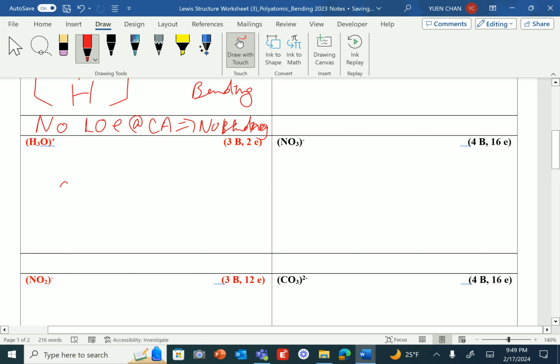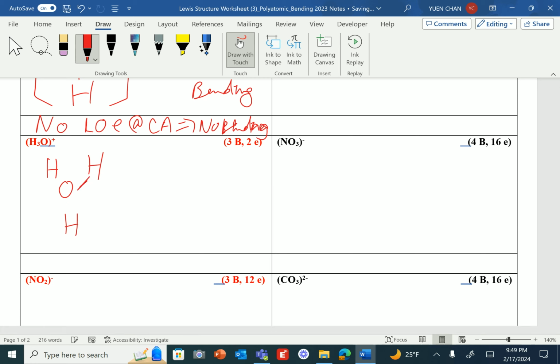All right, so I'm going to put O in the middle. And then Y shape, I'm going to put H, H, H. Like this. And then I start with single bond. So it should be single bond here, single bond here, single bond here. All right, they're all single bond. And then my bonds have to be 3 bonds, because I got 3 single bonds.